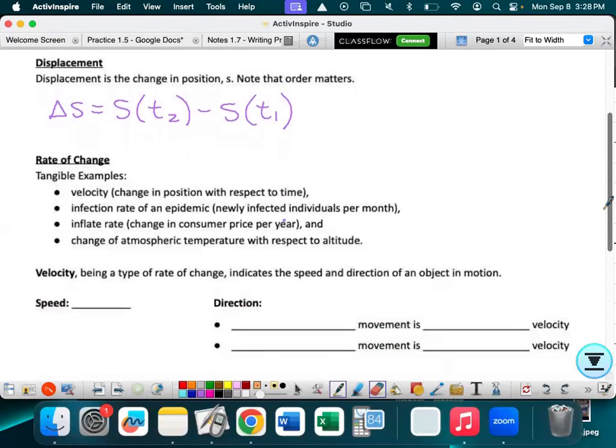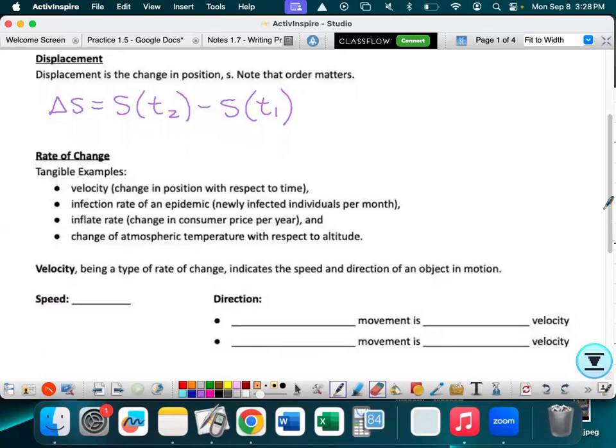Then for rates of change, some examples would be velocity. That would be the change in position with respect to time. So I would represent that as change of s over change of t. Any sort of rate will have a change of something over a change in something else. An infection rate of an epidemic, that could be newly infected individuals per month. Inflation rate, the change in consumer price per year. Change in atmospheric temperature with respect to altitude.